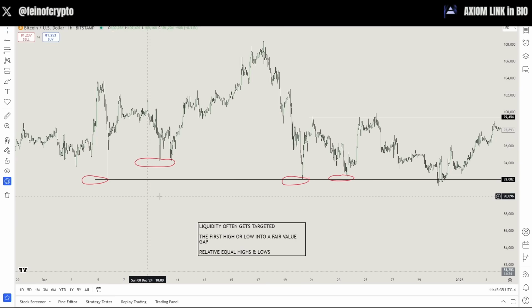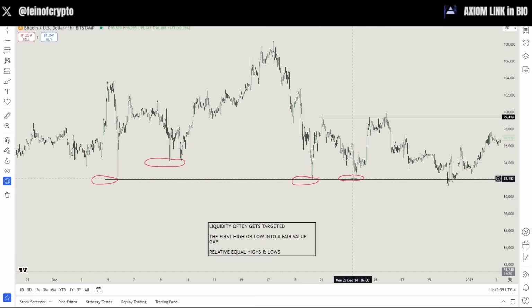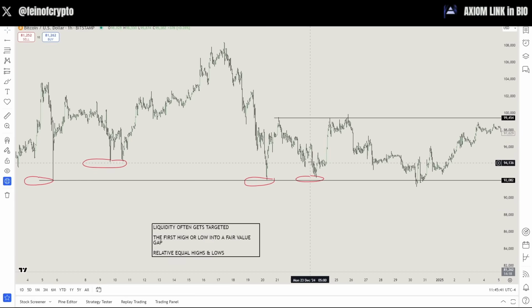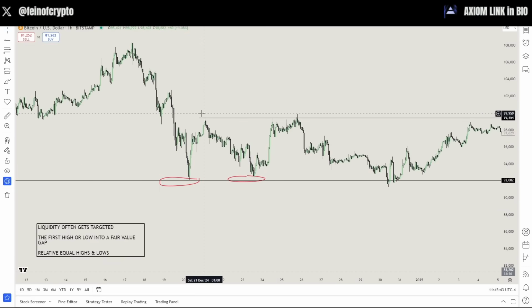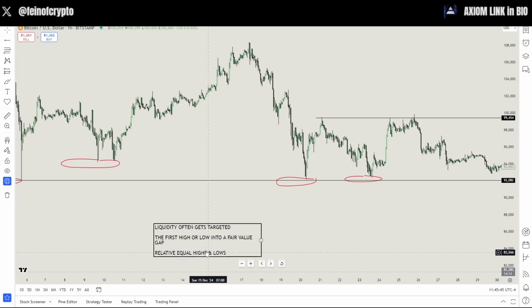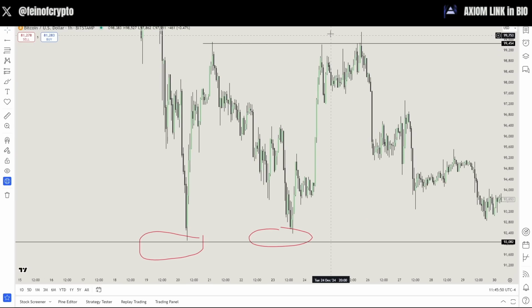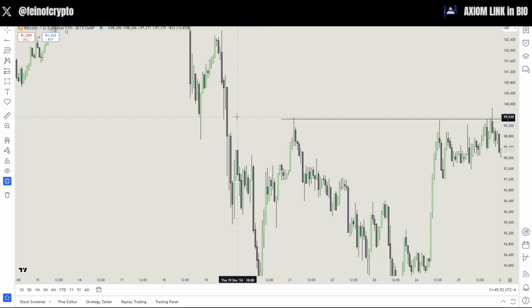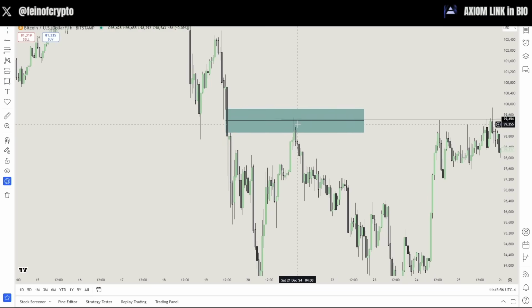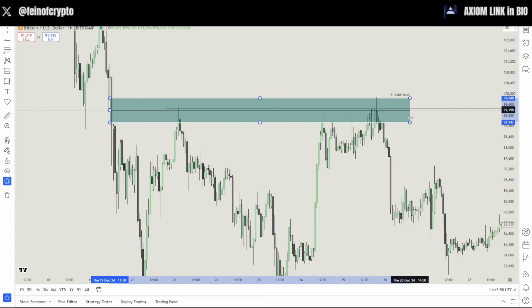Once again, they're building this liquidity. Everyone that's longing is putting their stops right here because they think, ooh, it's a triple bottom, it's super strong. No, false. They pump it up real quick and take out this liquidity. Remember when I said the first high or low into a fair value gap is great liquidity? Well, look at that. Don't you see it right there? There's your fair value gap. That's your first high. Look what happens. There's your second high. They take out this liquidity right here. See?